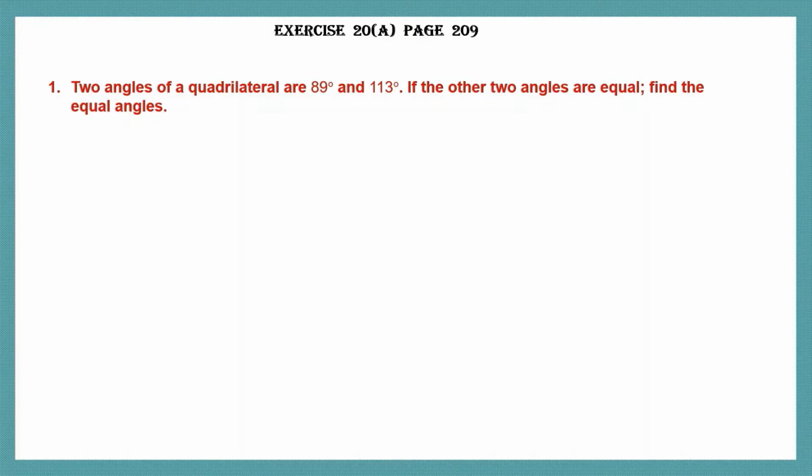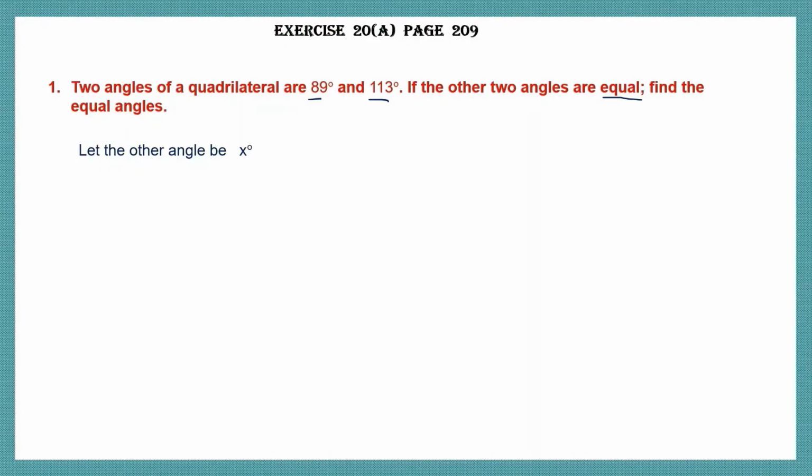Question 1. Two angles of a quadrilateral are 89 degrees and 113 degrees. If the other two angles are equal, find these equal angles. As we know, a quadrilateral is a figure which has four angles, and two angles have been given to us. Now we have to find the other two angles.